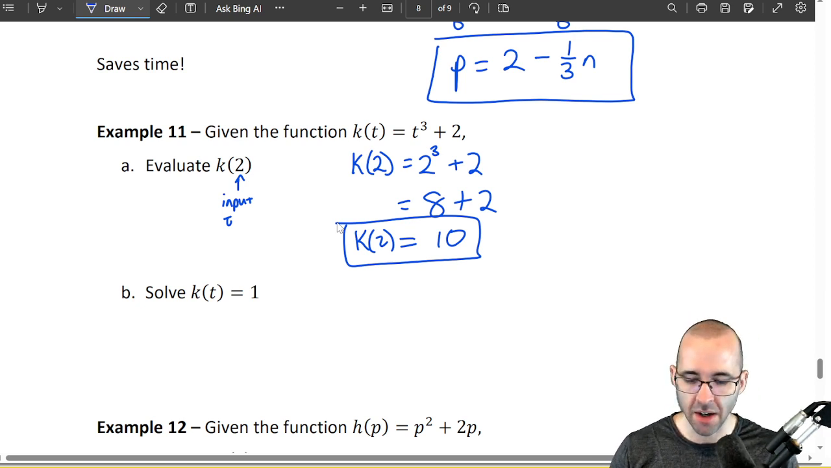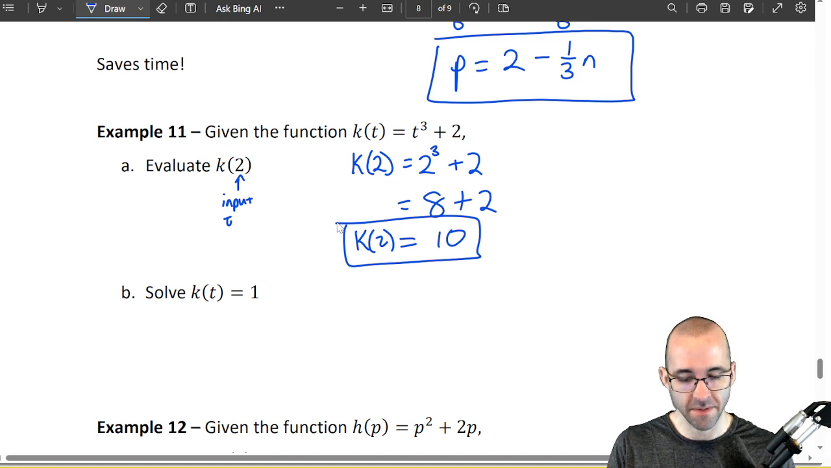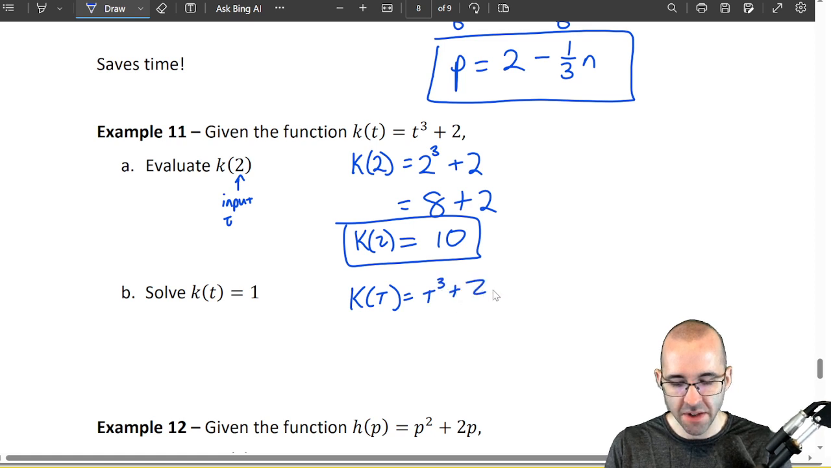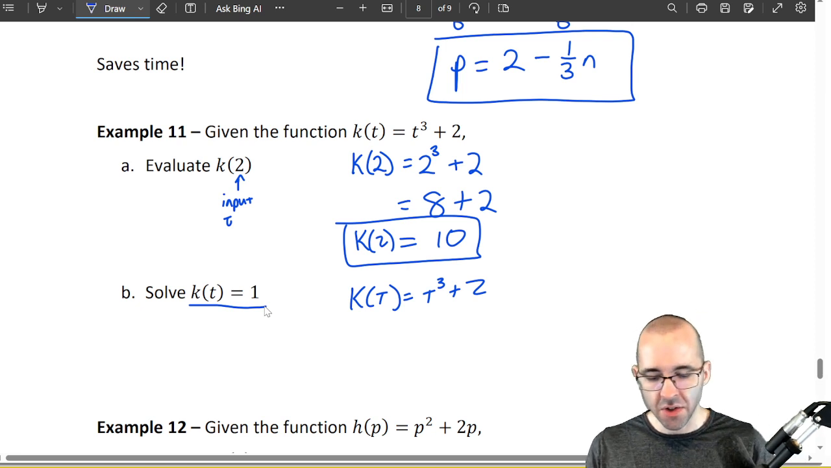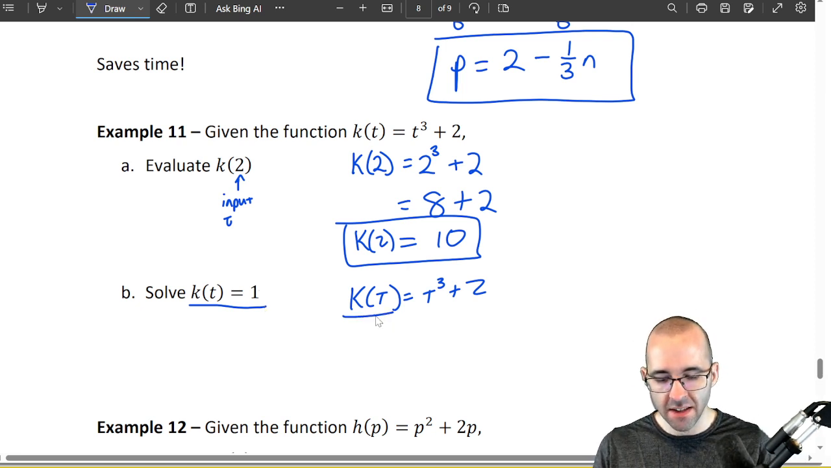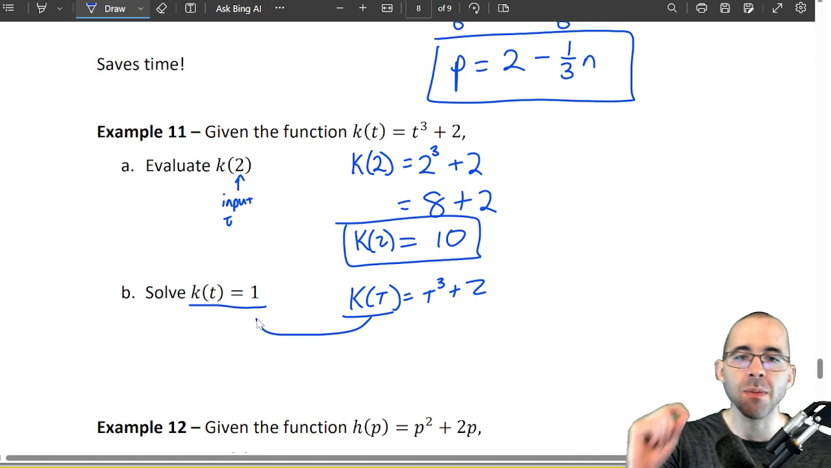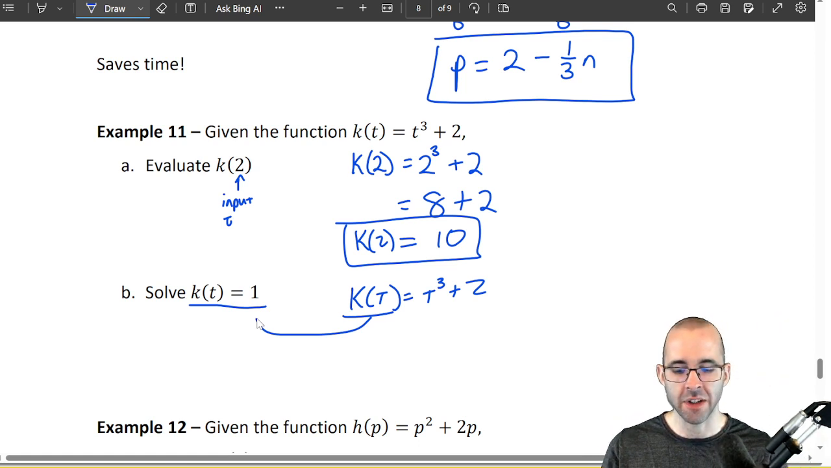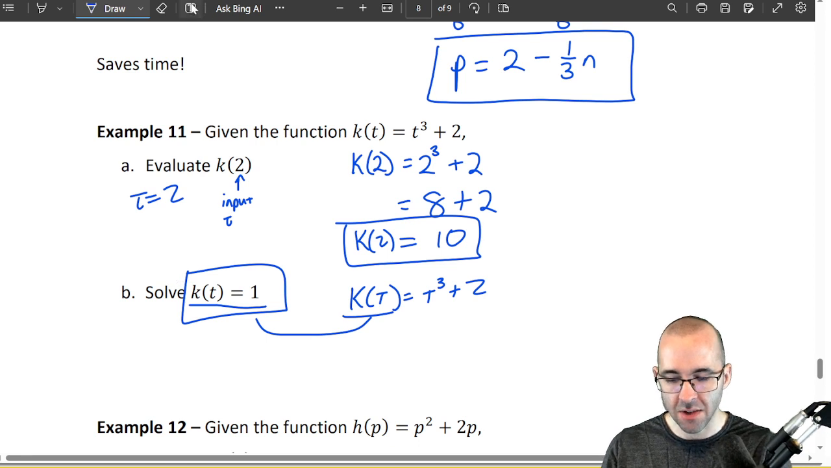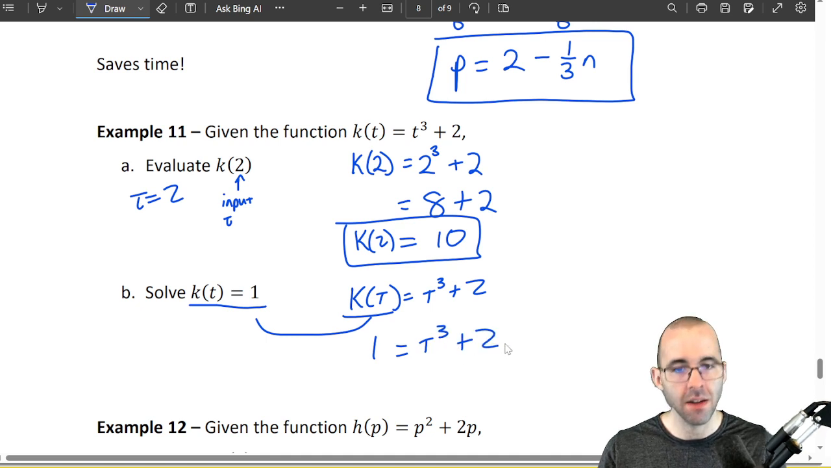Solve in part B is going to be the flip side. One's a little different. Okay, here's what we know. We know k of t is t cubed plus 2. We also know that k of t is 1. So if k of t is 1, we can replace k of t with 1. These are the same things. K of t equals 1. K of t is the same thing as 1. So let's replace. Here we knew t was 2. We replaced all the t's with 2. Here, in part B, we know that k of t is 1. Replace k of t with 1.